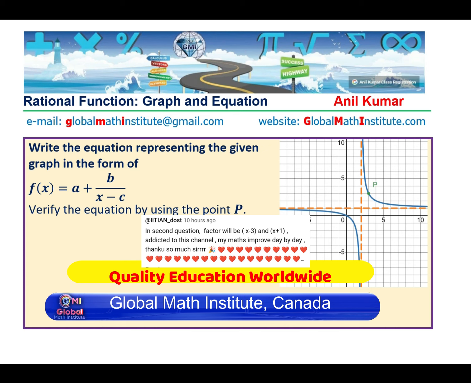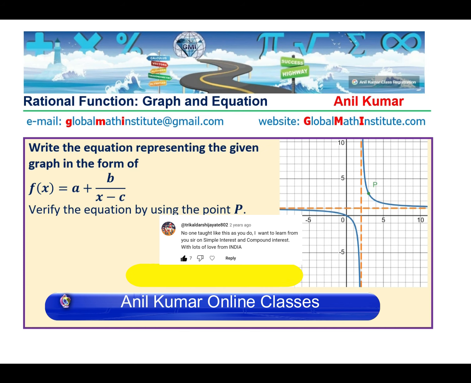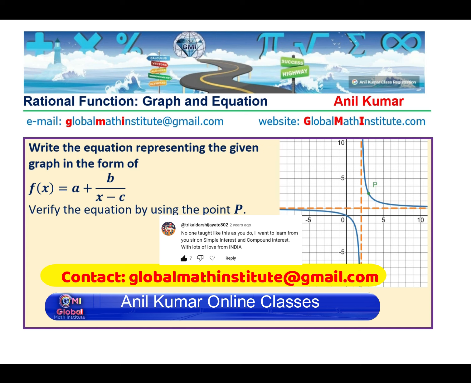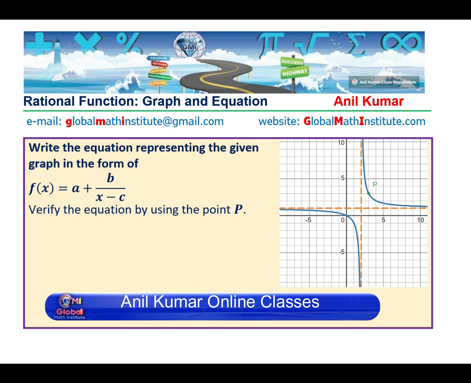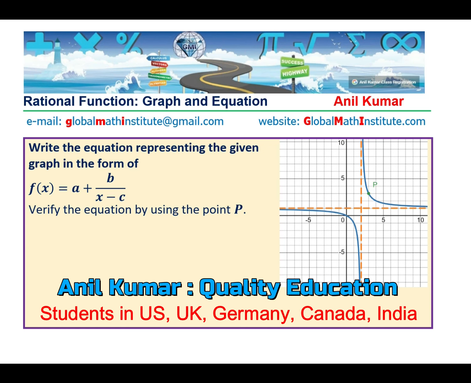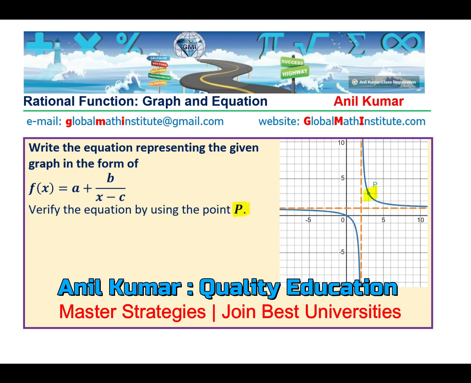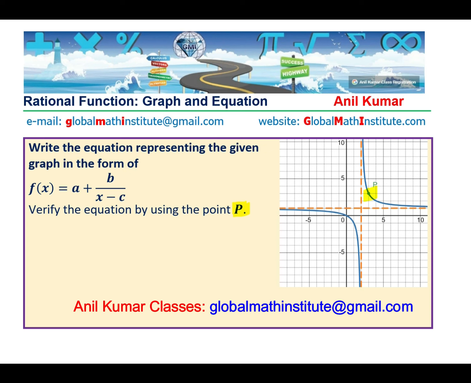Let's begin with the very first form, which is f of x equals a plus b over x minus c. We need to write the equation of the given graph, and a point is given here, point P. With the help of point P, you can verify that your equation is correct. I'm going to share with you a strategy, and within a few seconds, less than a minute, we'll get the equation of these graphs.